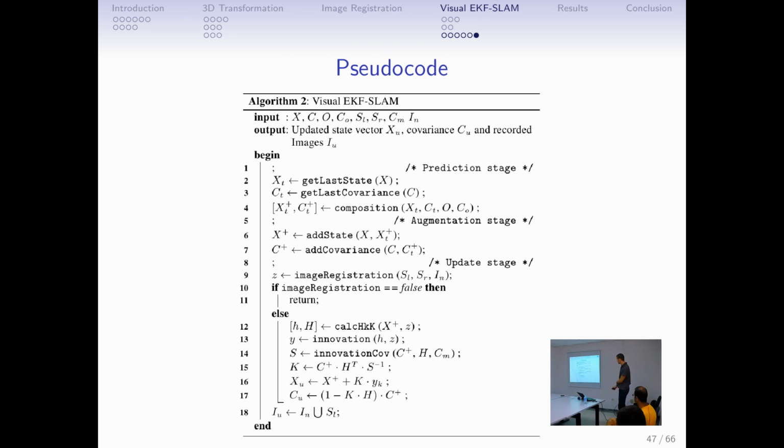Pseudocode again. We went now through all the stages up to here, and now we can just apply the standard EKF equations to calculate the Kalman gain, update our state vector, and update our covariance by applying the standard equations. So we'll skip this here. And finally, we have to add the stereo images, or the new stereo image, to our recorded image set.